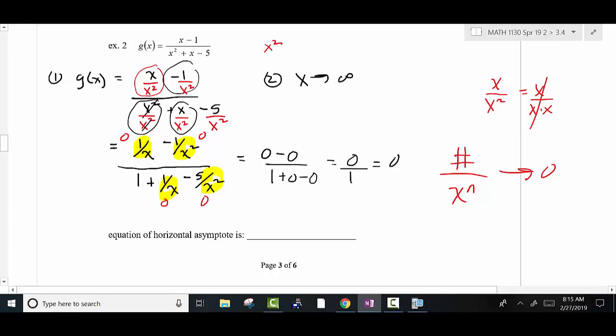So what you get is a horizontal asymptote of y equals 0. And what that means is if we graphed that function on our calculator, as x goes to infinity, the graph would get close to the x-axis. That's the meaning of that. Okay, you guys understand what I'm doing?